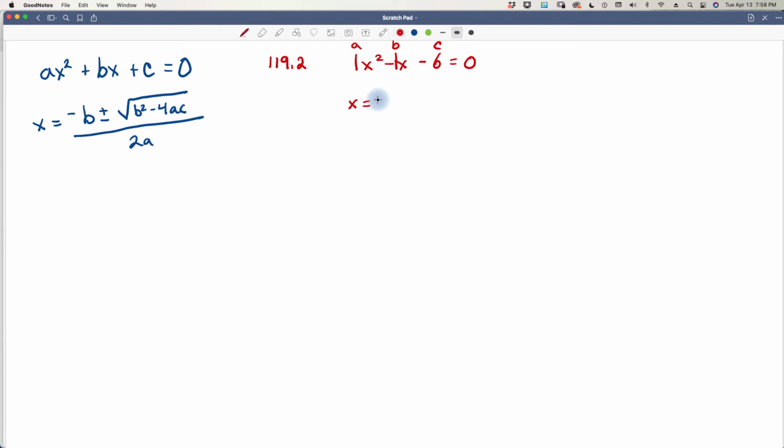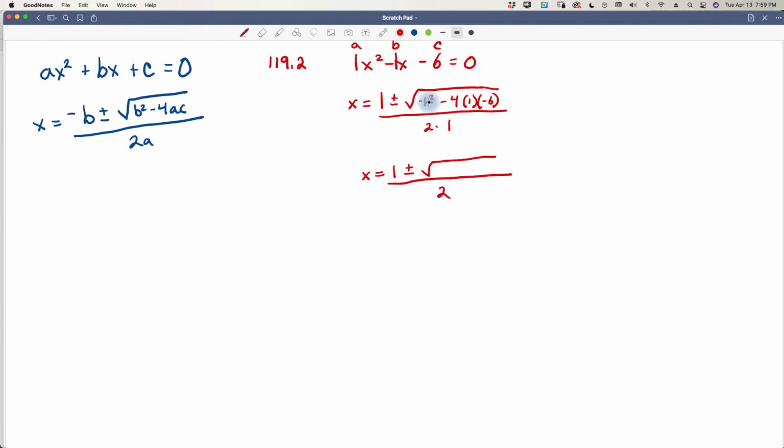X is equal to negative 1 is going to be positive 1, plus or minus the square root of negative 1 squared minus 4 times 1 and negative 6, all over 2 times 1. Okay, so next step, we're going to resolve what's under our radical first. So 1 plus or minus, here's our radical, and this will just be 2 down here because 2 times 1 is 2.